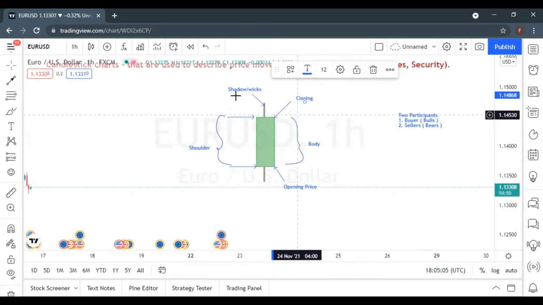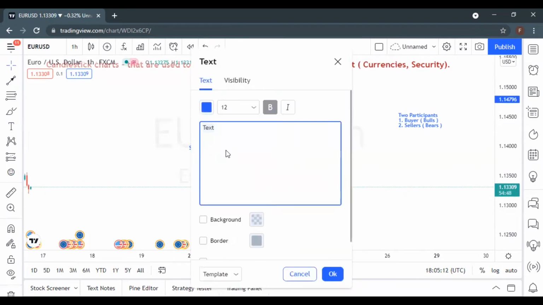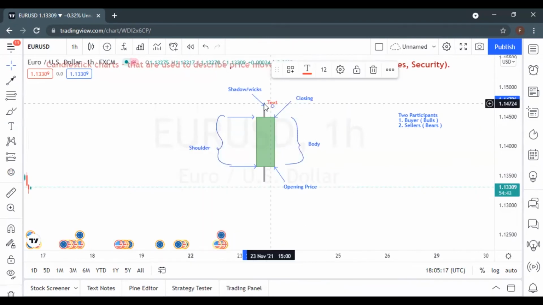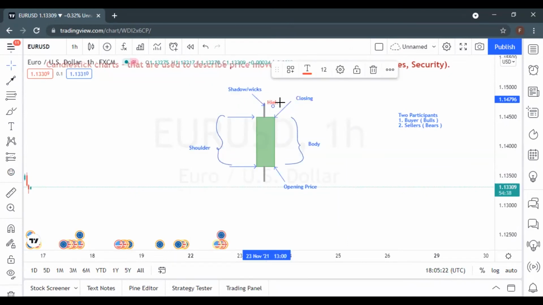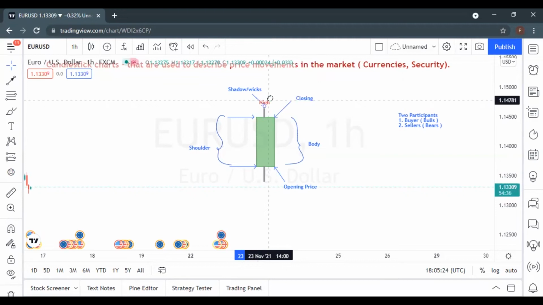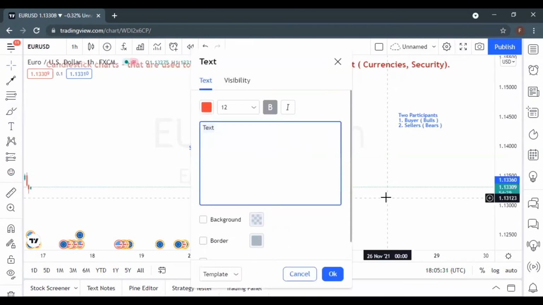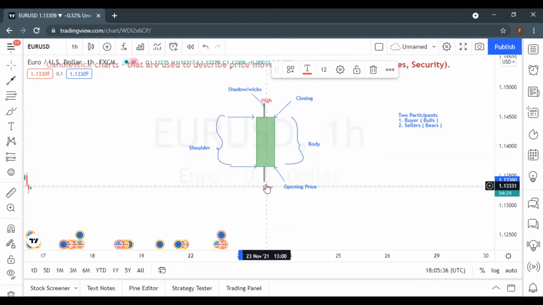Then the top of the wick, we call this a high. This is a high. Let's change this to red to make it distinct. This one, the top of the wick, is a high. Then the bottom is going to be a low, right? So this is for if the buyers are responsible for this candlestick.